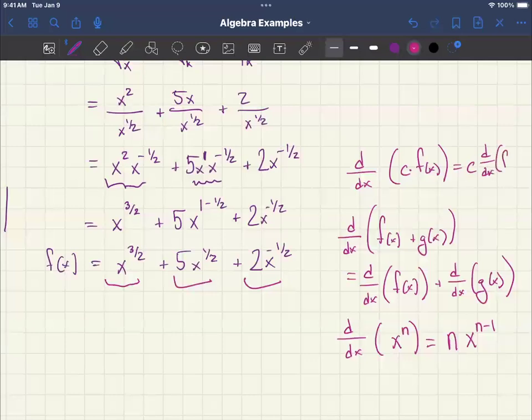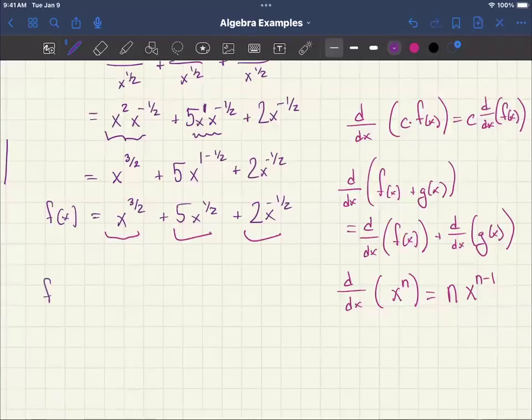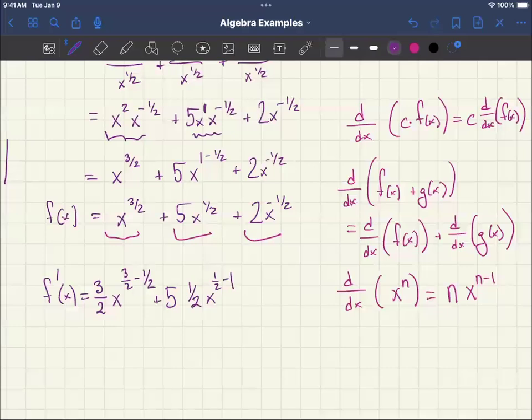Needless to say, if you are taking the derivative of a constant, it's going to turn into zero. All right, so let's do our f prime of x. We are going to take our exponent, bring it down, so that's 3 halves, x to the 3 halves minus 1 half, plus our constant comes along, bring our power down, x to the 1 half minus 1.